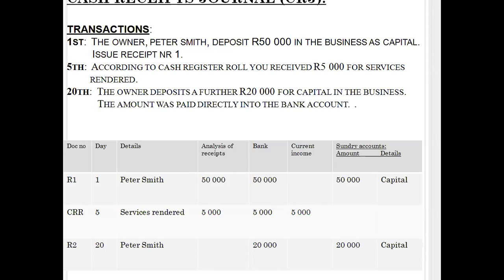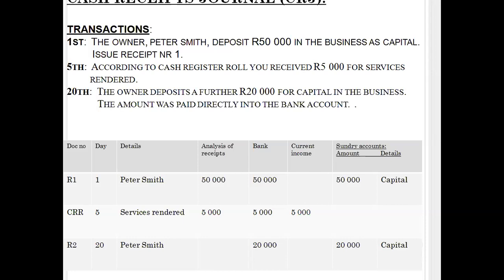Right, then the next one on the 20th. The owner deposits a further 20,000 for capital in the business. The amount was paid directly into the bank account. Okay, so let's first look at the transaction. We've got the date, the 20th.